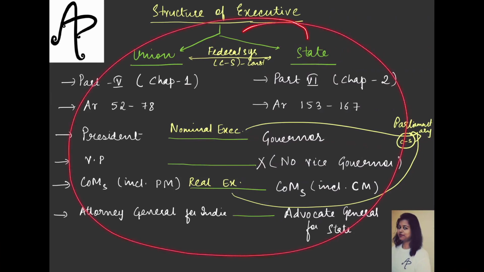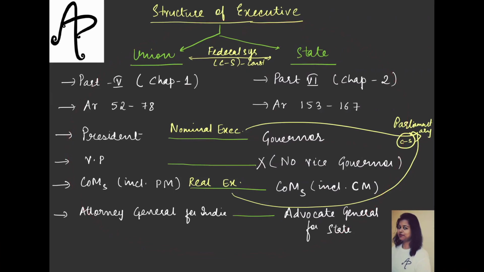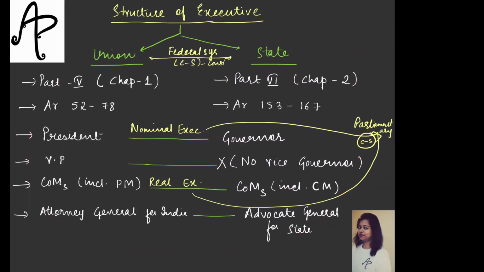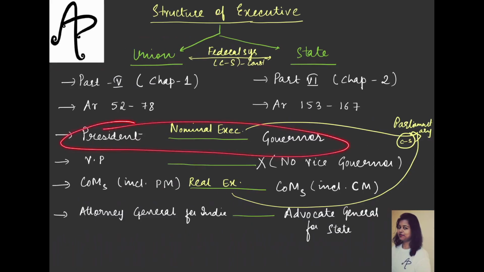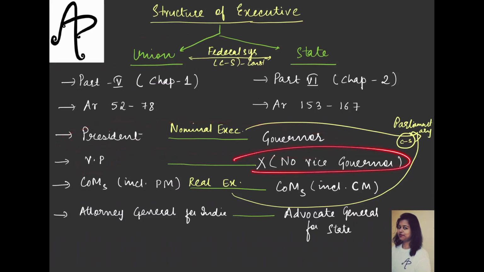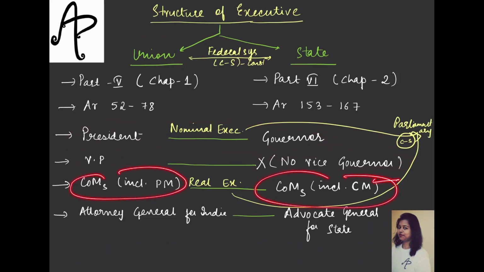Now that you roughly know the structure of the Union and the State executive, we will also have to try to understand what we will do per heading. Like, why are we doing it simultaneously? As I just said, simultaneously means I'll do President and Governor simultaneously, Vice President separately because there is no Vice Governor post here, then COM including PM and COM including CM simultaneously, then Attorney General and Advocate General simultaneously.